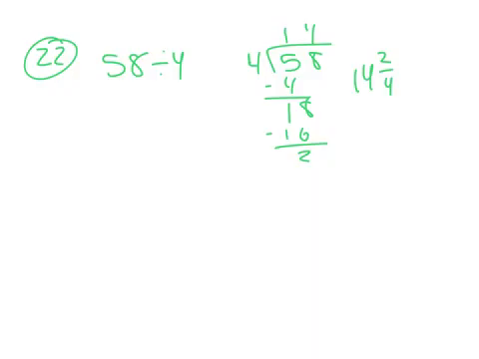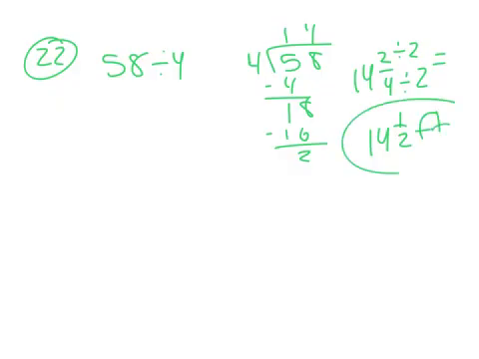Can I reduce the fraction part of this problem as the answer? Yes, I can. So what's the greatest common factor between 2 and 4? The greatest common factor between 2 and 4 is 2. So I'm going to divide both the numerator and the denominator by 2, which gives me a super final answer of 14 and 1/2 feet. Okay, on to number 23.